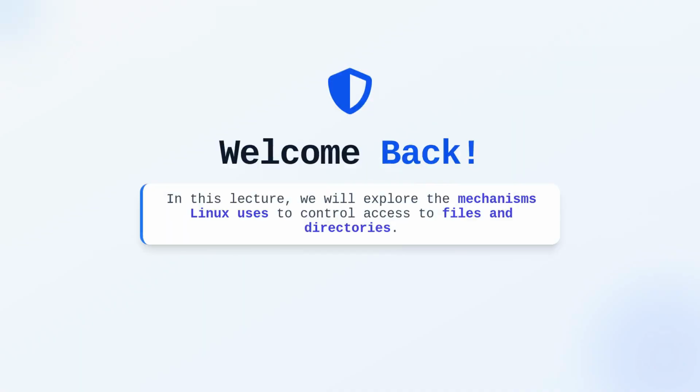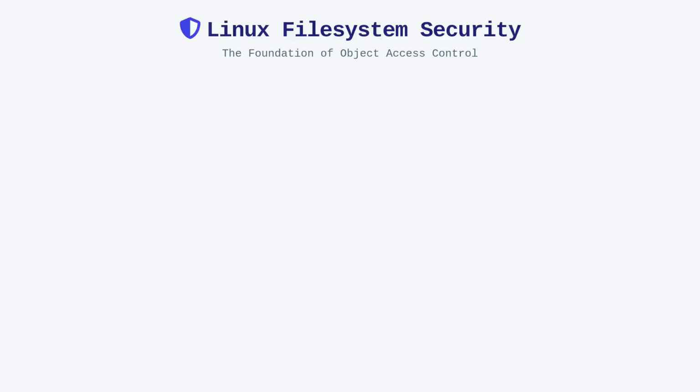Welcome back. In this lecture, we will explore the mechanisms Linux uses to control access to files and directories by managing their ownership and permissions. At the core of Linux security is the concept that every object on the file system has an owner, a group, and a set of permission bits.